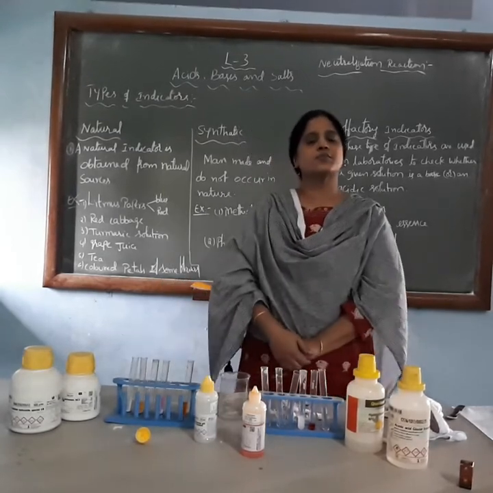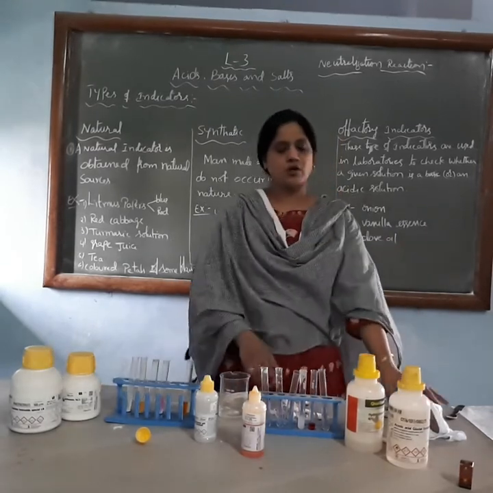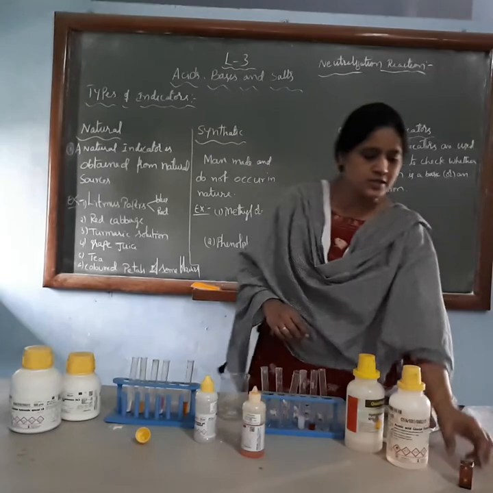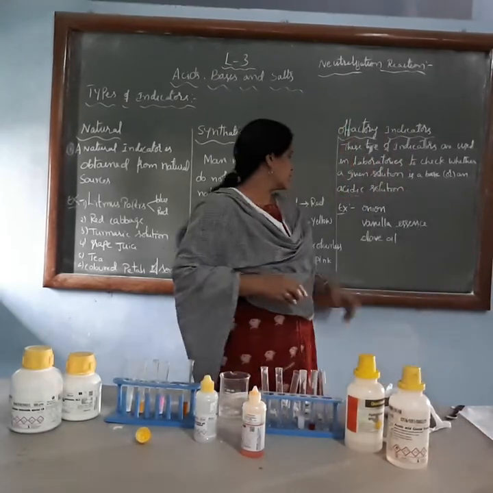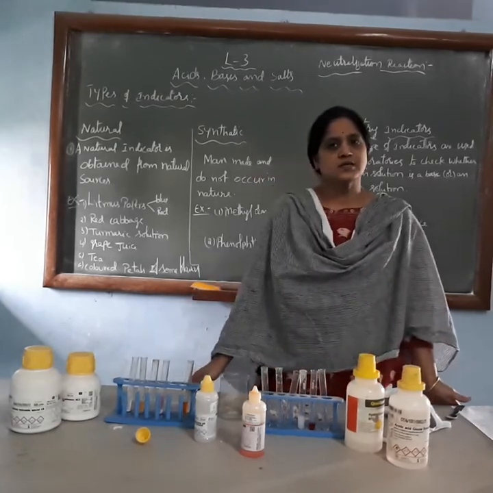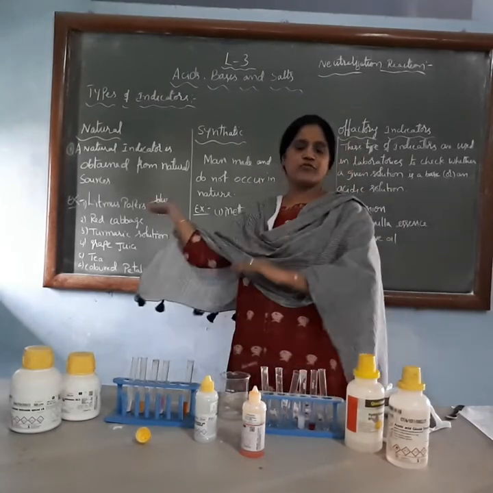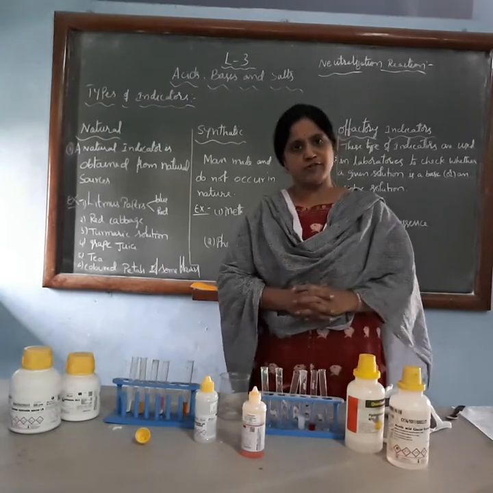What are the examples of these olfactory indicators? Just I showed onions, and I brought this clove oil, and one more is vanilla essence. These are the 3 examples. So by using these types of indicators, we can find out whether the given solution is acidic or basic.